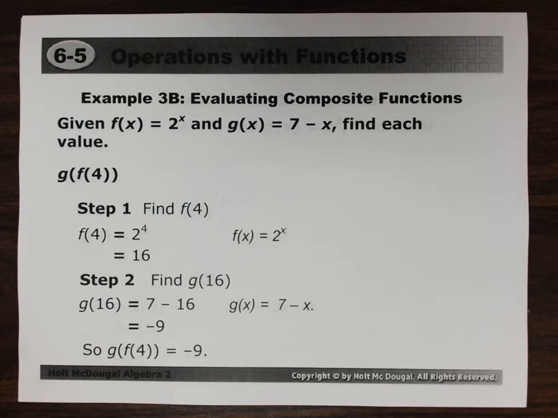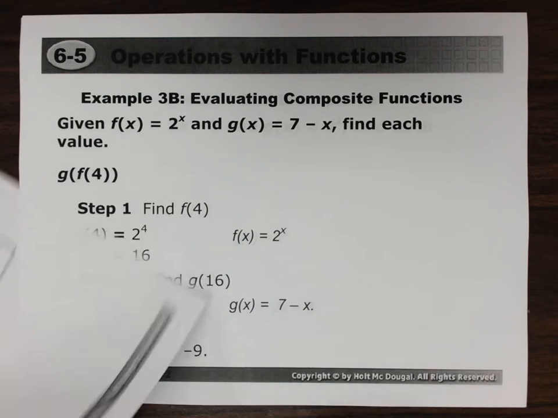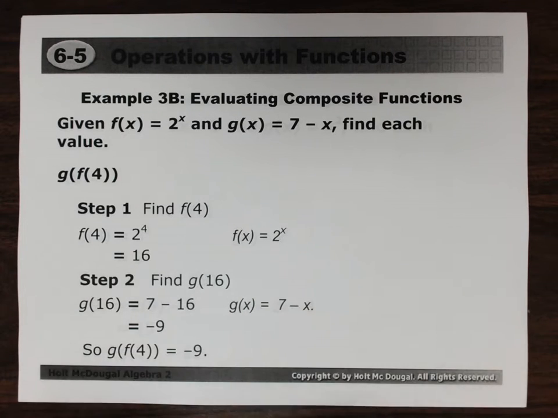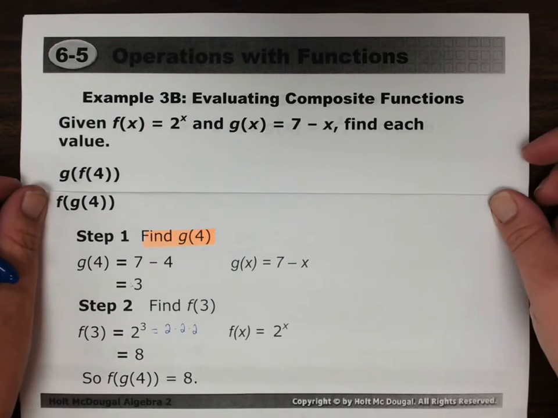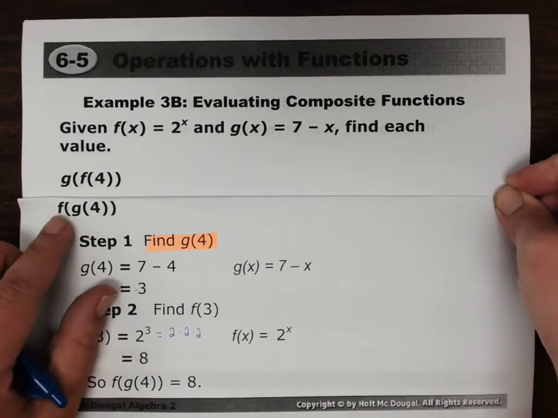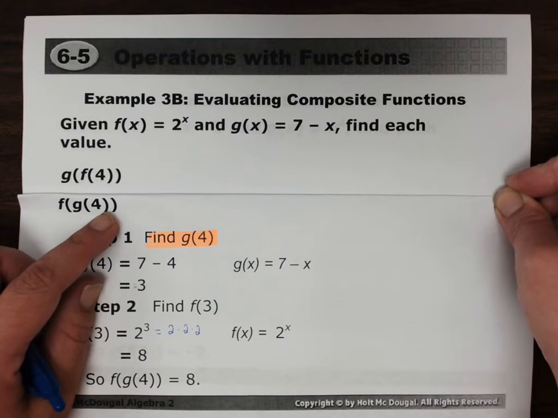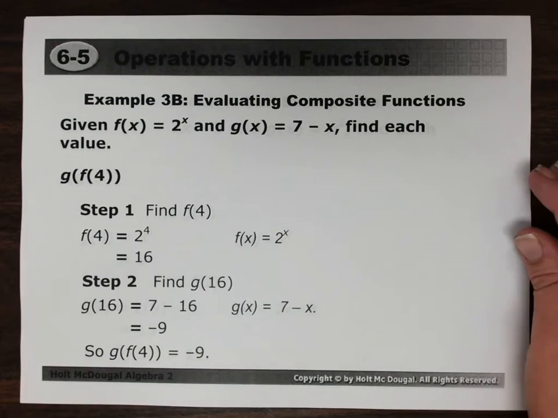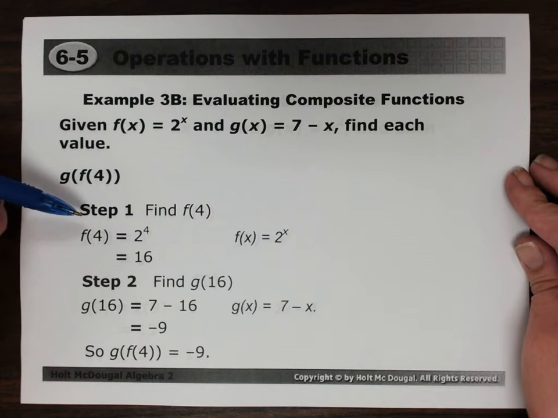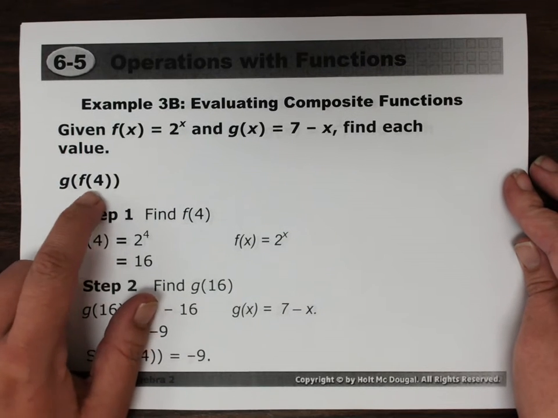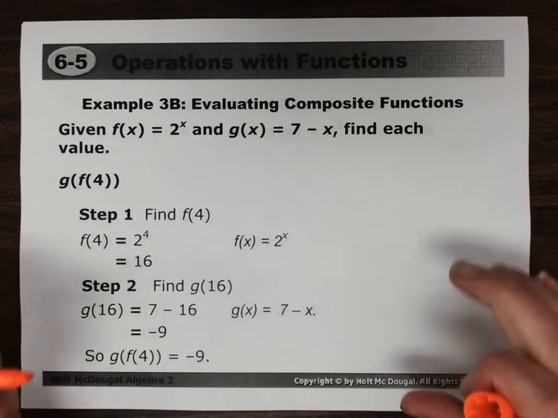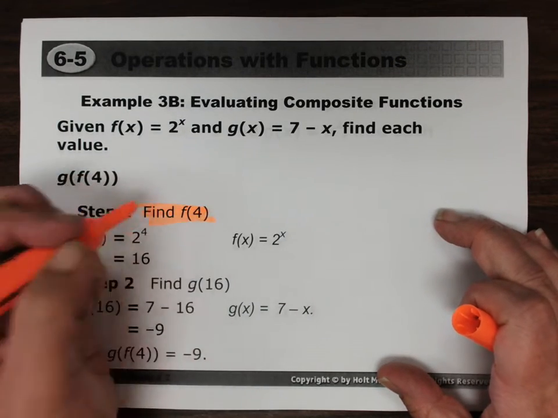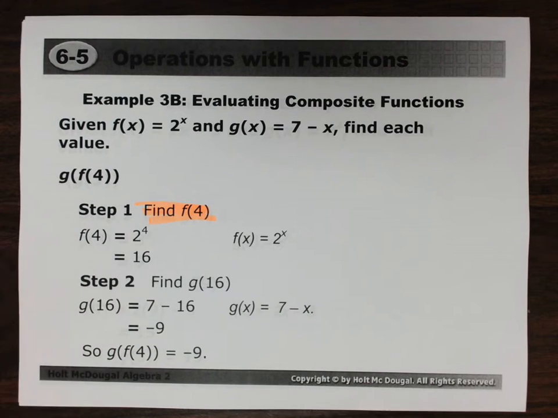Let's look here. Now we want to find g of f of 4. Recall in our last example we looked at the opposite case, and we'll see that we end up getting different values. Last time we did f of g of 4. Now we're looking at g of f of 4. Again, step 1 is to find the function value for what's inside. Let's find f of 4 so we can plug that into where we have it in our equation.